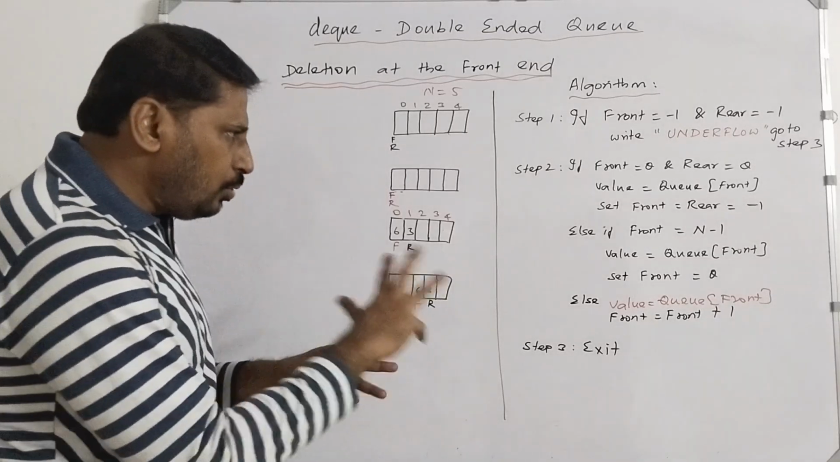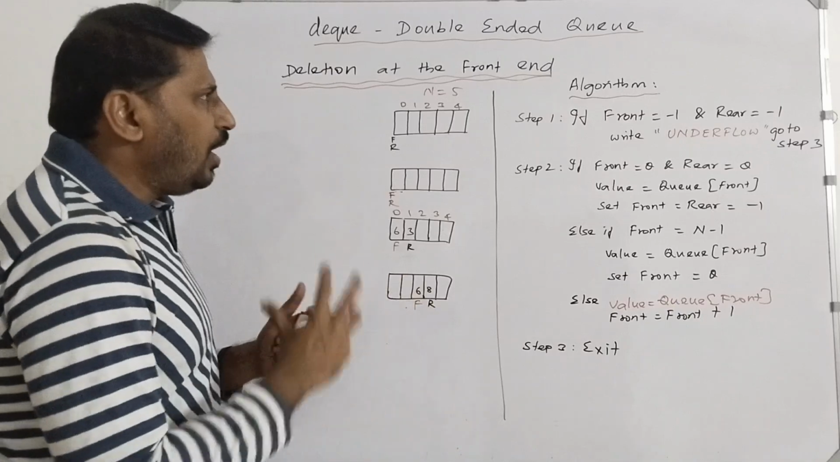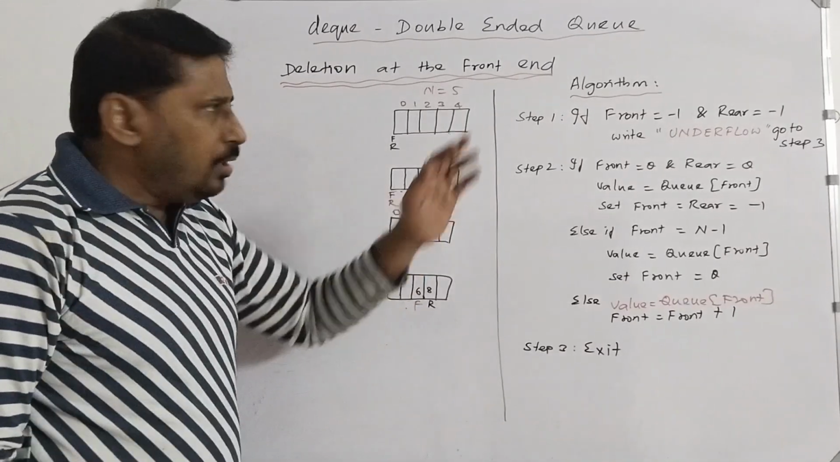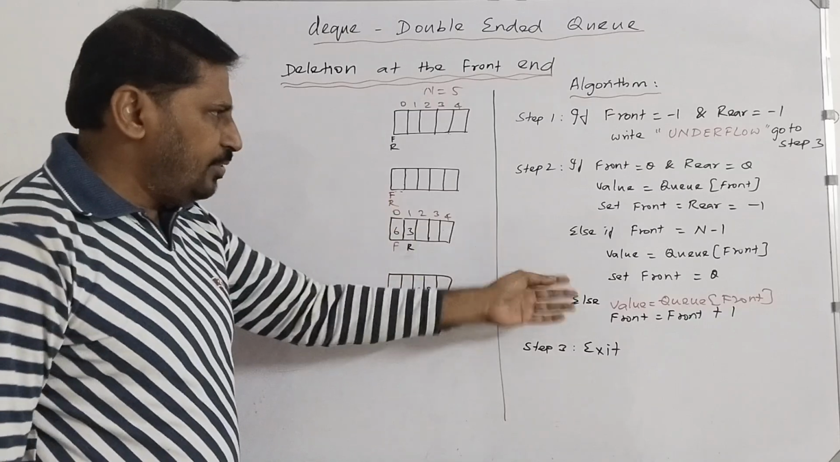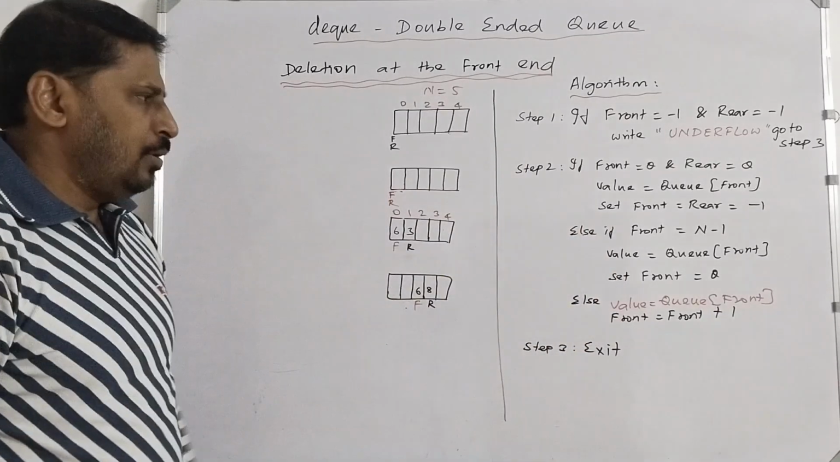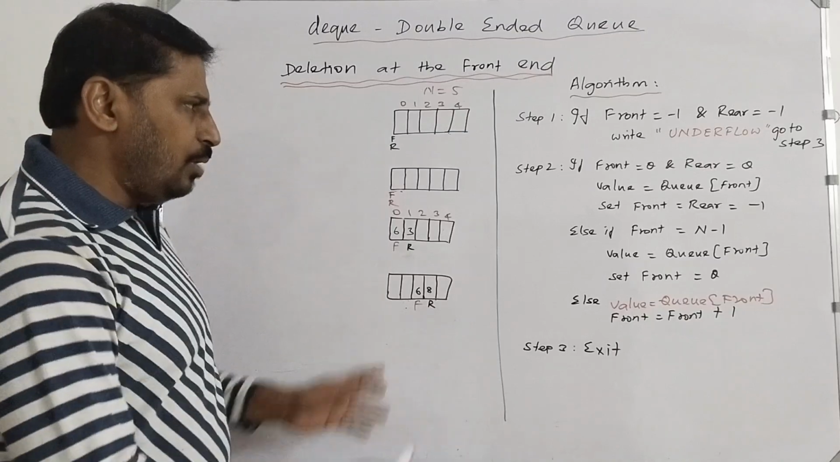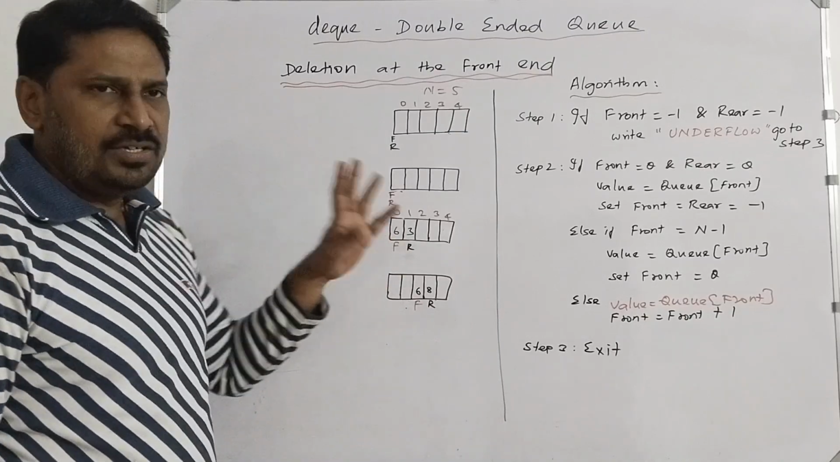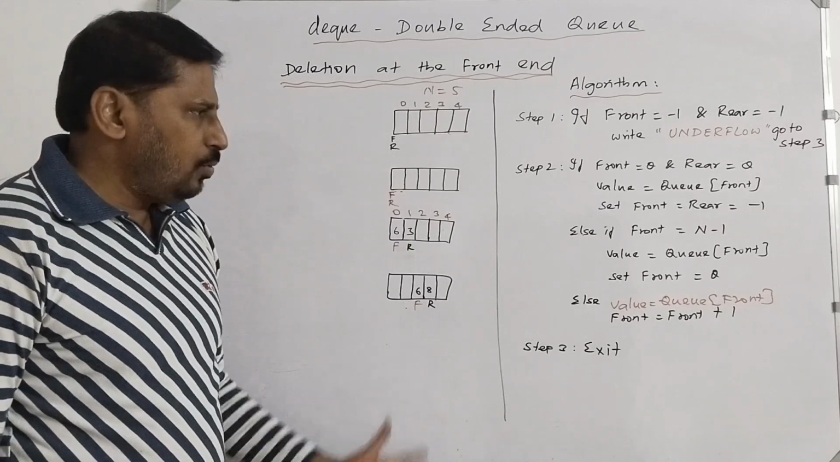Okay. So in this way, we are executing the deletion at the front in a double-ended queue. So this is the simple logic. If you understand this logic, you should be able to complete the execution of double-ended queue deletion at the front. I hope you understand this.